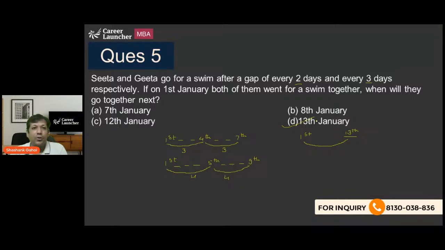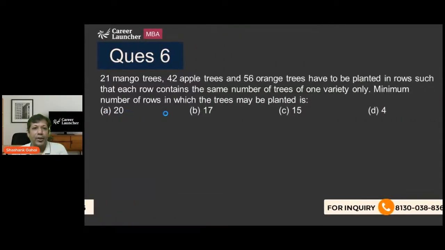Now this is a tricky question. Why? Because in this question, the most common error is that people take LCM of 2 and 3, so it becomes 6. So they go to 7th January. So they think the answer is 7th. But 7th is not the answer. Answer is 13th. So in this question, you need to be very careful. It is talking about after every 3 days or a gap of 3 days. So these two are not the same. These two are different things. Okay. Now let's move on to the next one.